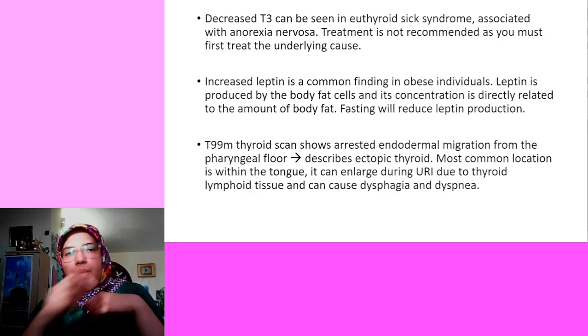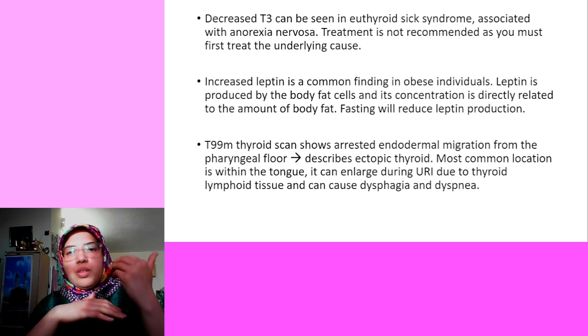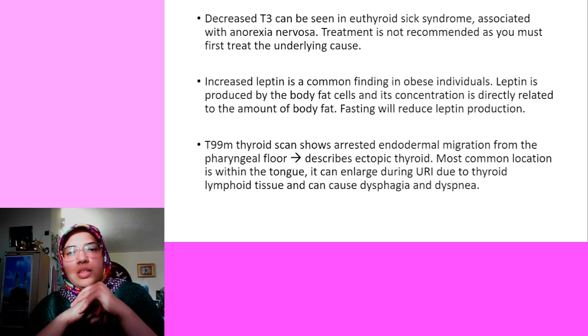Anaplastic thyroid carcinoma. Decreased T3 can be seen in sick euthyroid syndrome and is associated with anorexia nervosa. Treatment is not recommended as you must treat the underlying cause.